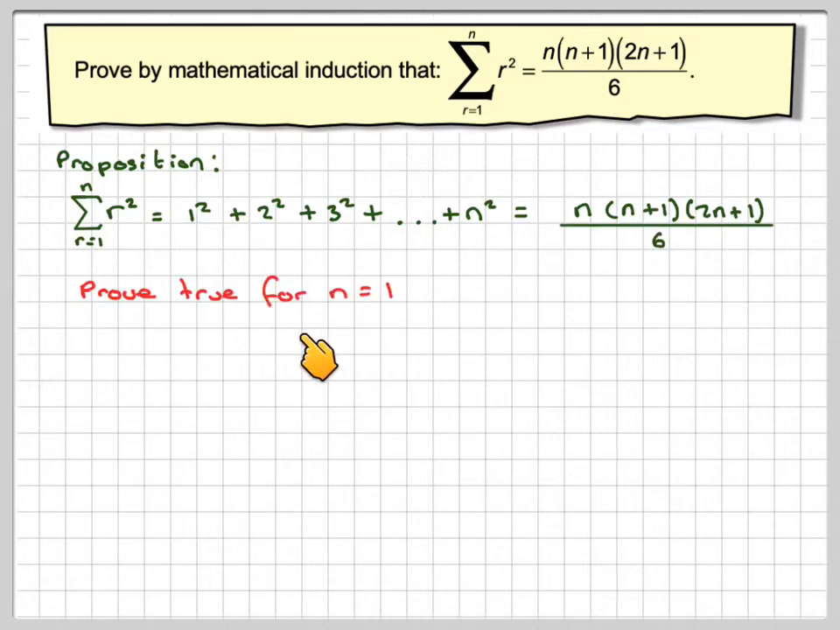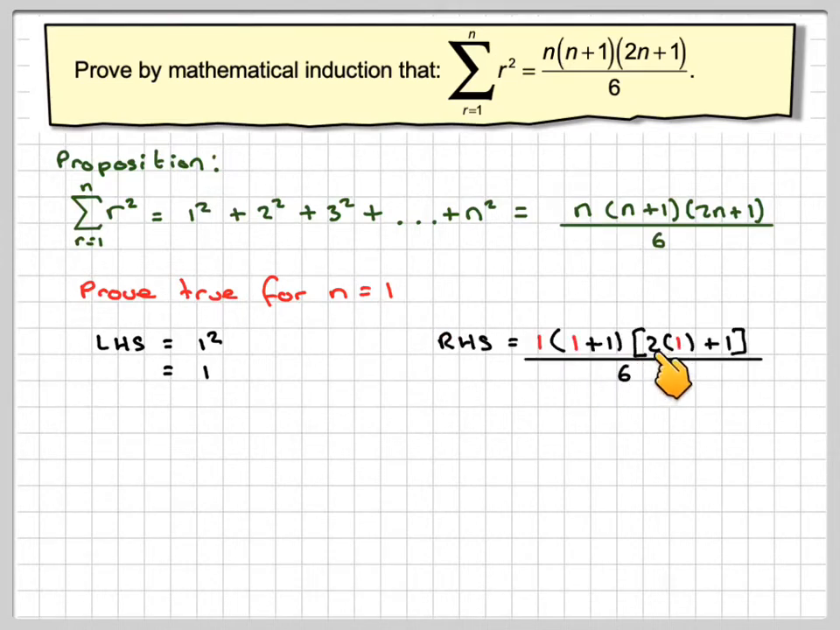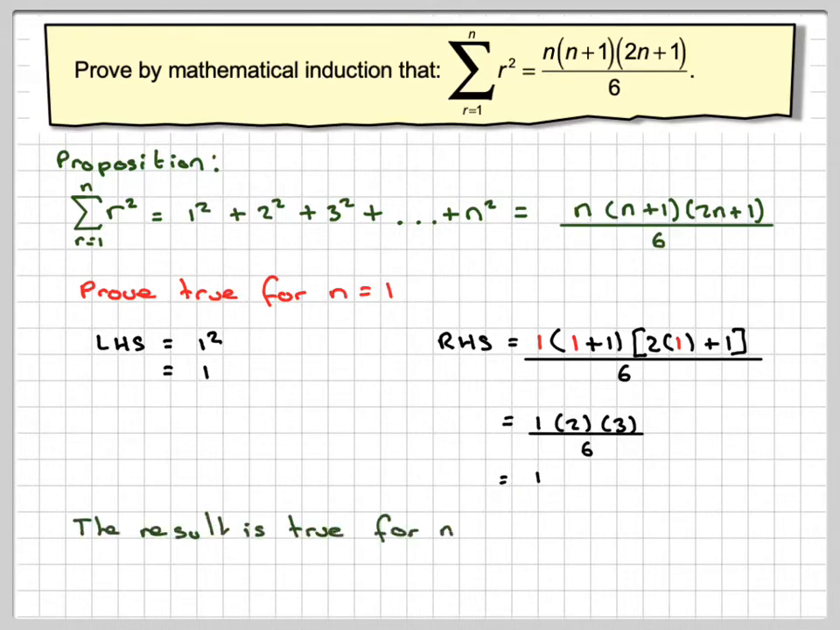We prove true for n is equal to some value. We'll usually take the first value, which is 1. So on the left-hand side, we get 1 squared, which is equal to 1. On the right-hand side, we need to put 1 into this instead of n. So it's 1 plus 1, 2 times 1 plus 1 over 6. That gives you 1 times 2 times 3 over 6. 2 times 3 is 6. 6 over 6 gives you 1. We've got agreement. Therefore, the result is true for n is equal to 1.